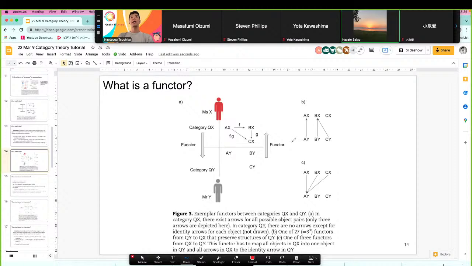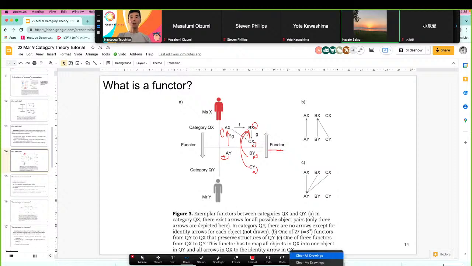And then in this case, there are many different ways to actually propose a functor, even though you may feel like there may be no functor from QY to QX. But if you think about the way it's defined, the important thing is that each of these objects has an identity arrow, which is not mentioned directly here. So as long as this identity arrow is preserved into identity arrows in QX, such as AY maps onto AX, BY maps onto BX, and CY also maps onto BX, then all the arrows within QY are preserved into QX. So that kind of functor exists.